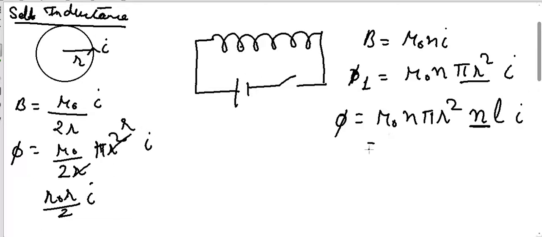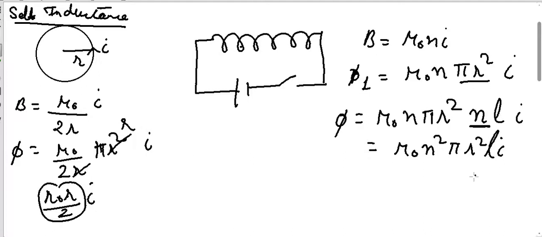Let me simplify it. So the flux is mu naught n squared pi r squared l I. Notice that whenever we have circular loops, the flux depends on a geometrical parameter. Here the geometrical parameter is mu naught r by 2, which depends on the radius of the circle, and here the geometrical parameter is mu naught n squared pi r squared l, multiplied by I. Again here, phi depends on a geometrical parameter and the total current carried.